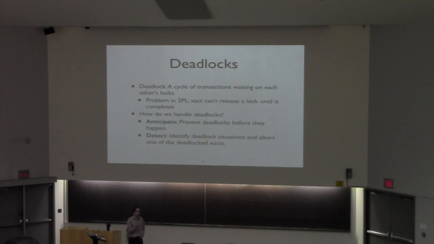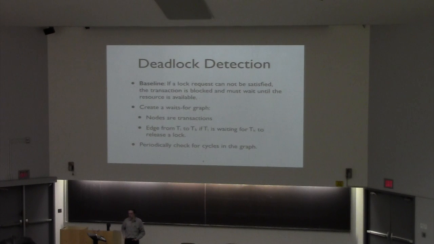What happens if you don't necessarily have that ability? If you don't get to define the order in which the locks are taken? Okay, so if there's a cycle in the set of transactions that are dependent on each other, then that might be a way of detecting that there is a potential deadlock, or detecting that there is a deadlock. So let's take a look at that idea of cycles.